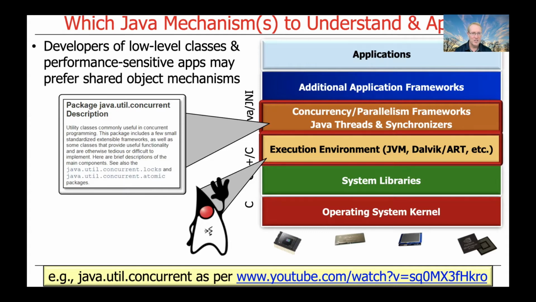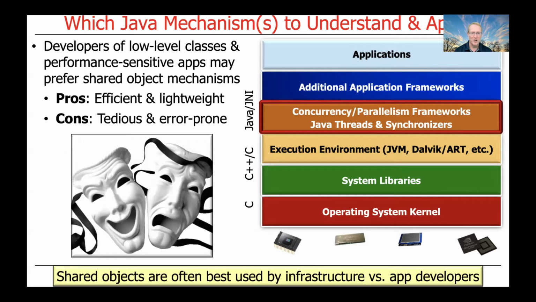These are basically the synchronizers that you would find in the java.util.concurrent.locks or java.util.concurrent.atomic packages and so on. So if that's where you're focusing, if you're trying to build applications that need to be very optimized for the underlying hardware and the application requirements in terms of latency or throughput and so on, you might want to consider these shared object synchronizers. The benefit of the shared object approach is it's efficient and lightweight because you're really programming close to the metal. The downside is that that type of programming with those lower level mechanisms tends to be somewhat tedious and error prone.